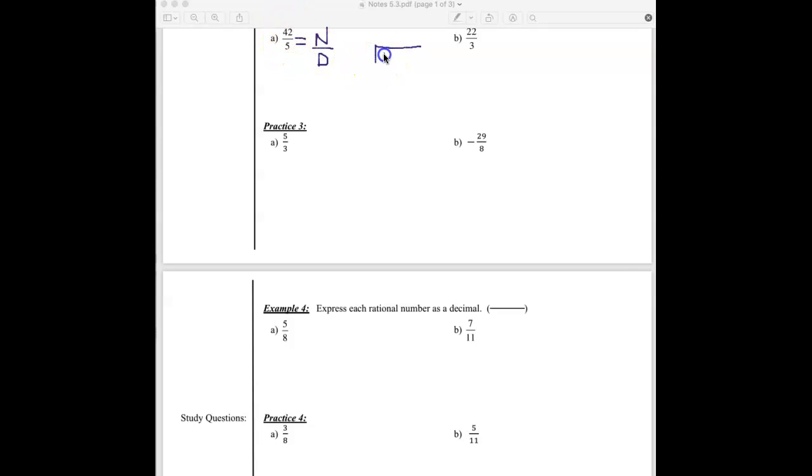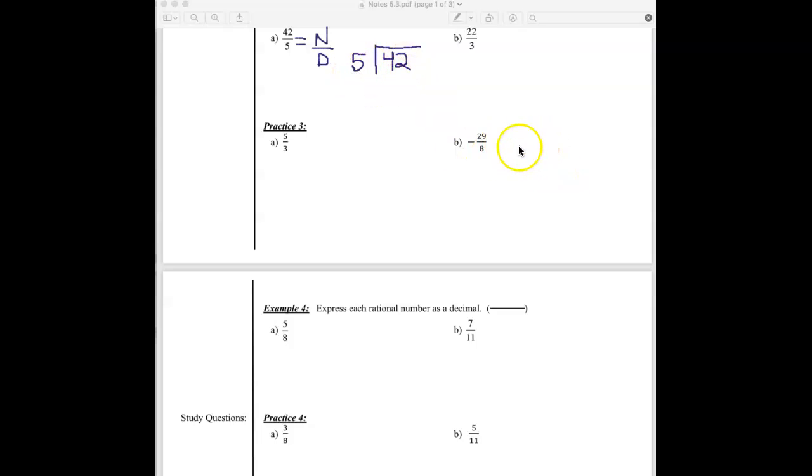So 42 is inside of here. It helps me set up my division, the niño over dog idea. And then the dog on the bottom goes outside, and so the niño over dog concept only helps me set up the problem. I still have to do long division, so I'm going to do that real quick.